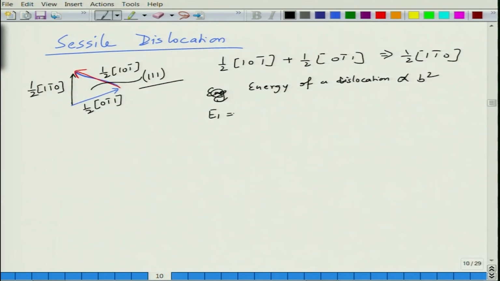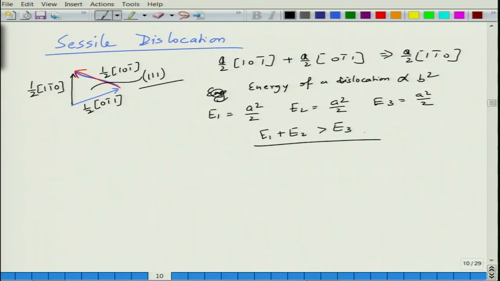so basically E1 is, if this is a by 2, where a is the lattice parameter, let us say, then this will become a squared divided by 2, E2 will become a squared divided by 2, and E3 will become a squared divided by 2. So, if you look at it energetics-wise, then E1 plus E2 is greater than E3, which means the reaction is favorable. The two dislocations of these Burgers vectors, so basically this is b1 plus b2 giving rise to b3.